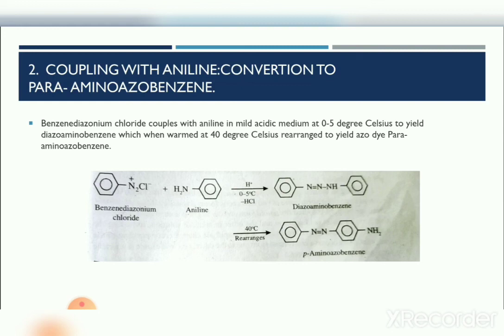So let me conclude. We took two major topics, that is reduction and coupling reaction. In the case of reduction, there is mild reduction and strong reduction. In mild reduction, the benzene diazonium chloride gets converted to phenyl hydrazine, and in strong reduction, it gets converted to aniline. In the case of coupling reaction, when it couples with phenol, the benzene diazonium chloride gets converted to para-hydroxyazobenzene, and when it couples with aniline, the benzene diazonium chloride gets converted to para-aminoazobenzene.